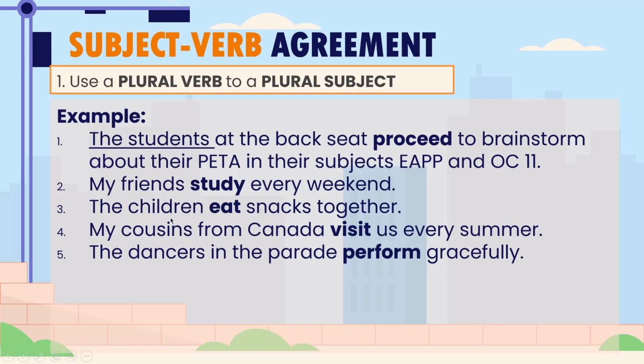Ano ang singular form ng children? Child. Okay. It depends on the subject talaga. And I know na kaya mo naman mag-identify if it's a plural subject or singular subject, right? Okay. Next, "My cousins from Canada visit us every summer." This is our subject, my cousins, and our verb here is the word visit. Next, "The dancers in the parade perform gracefully." Our subject here is the dancers and our verb is perform.